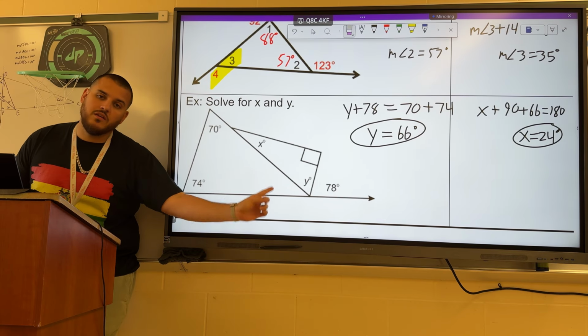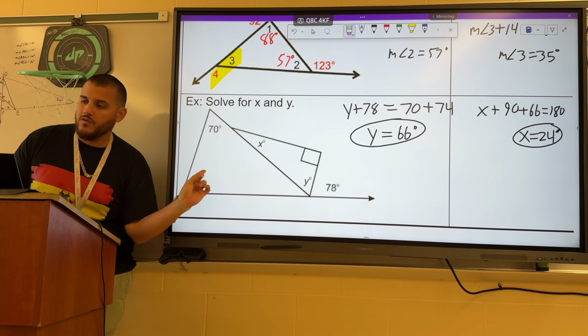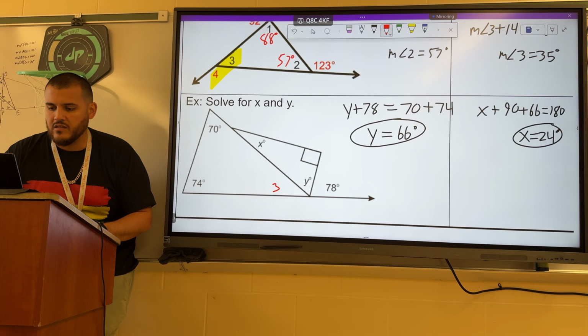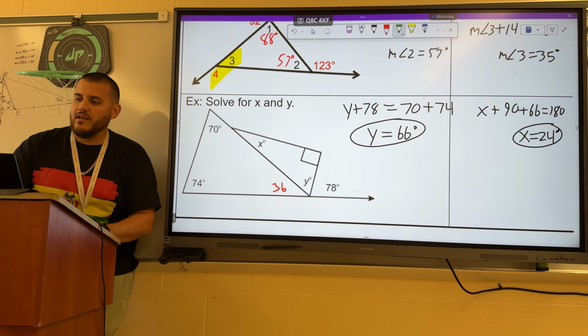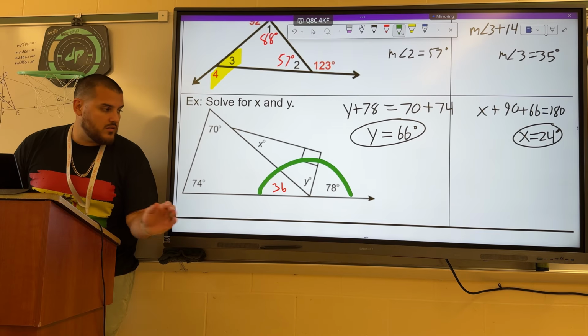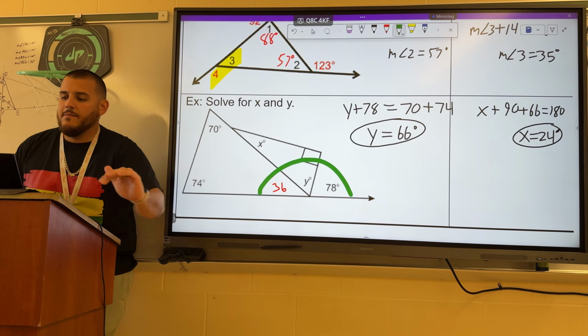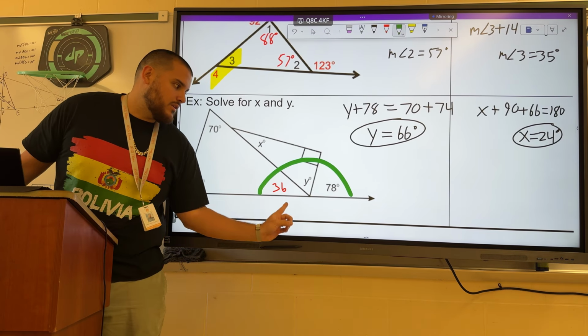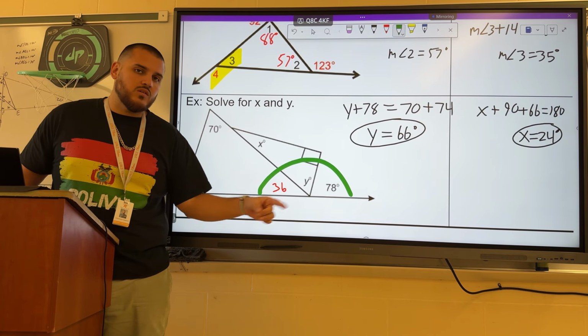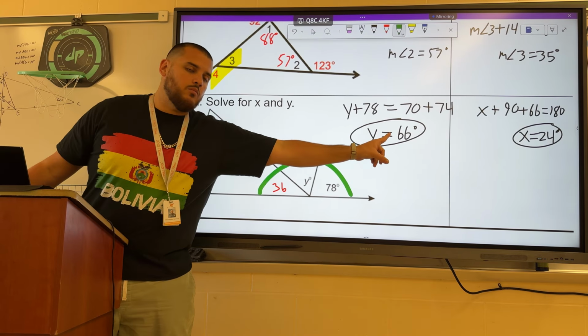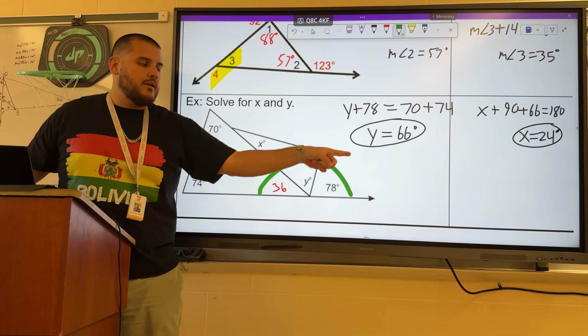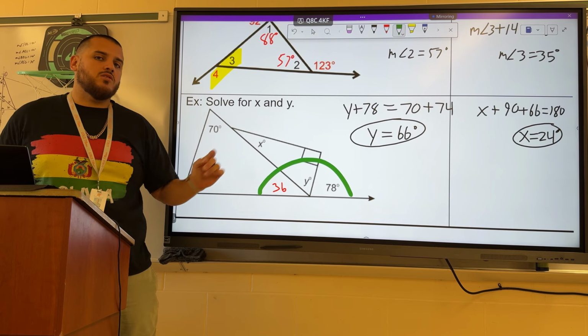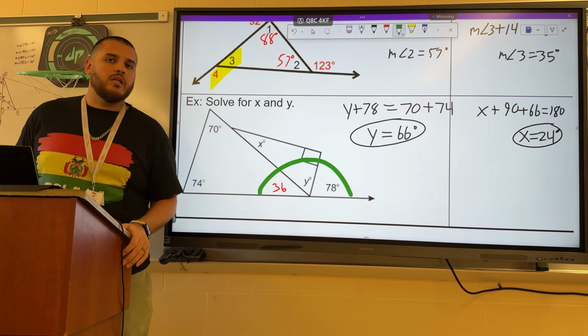So triangle sum theorem here, I already have 144 degrees here. That would make this 36 degrees. Then I can use these three angles, knowing that they're on a straight angle, they have to add up to 180 degrees. And so that would be y plus 36 plus 78 equals 180. And I would still get the same result of y being 66. And then I can solve for x with the triangle sum theorem from there, still getting 24 degrees for x.